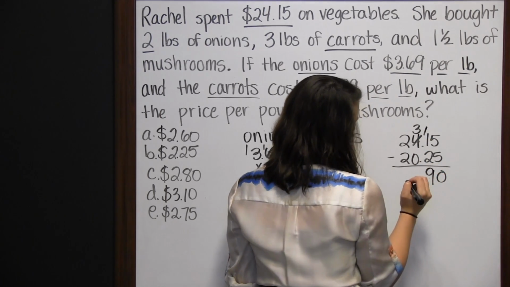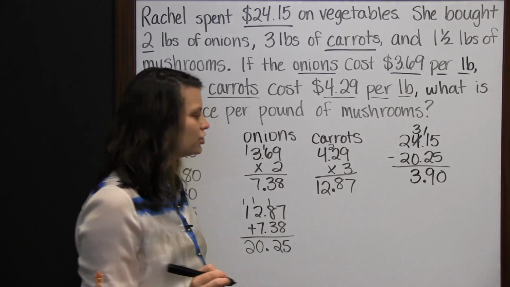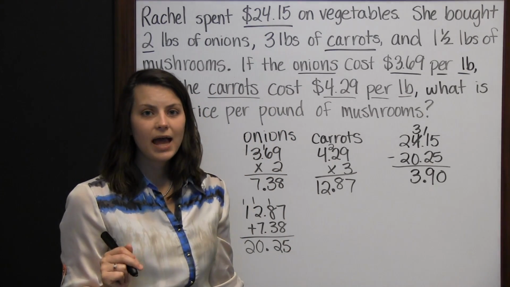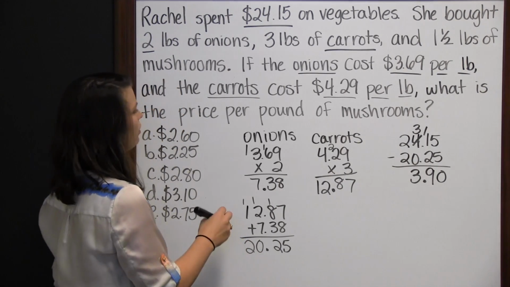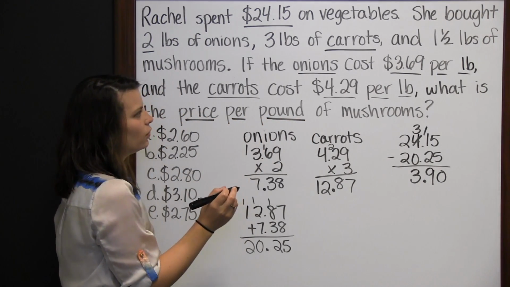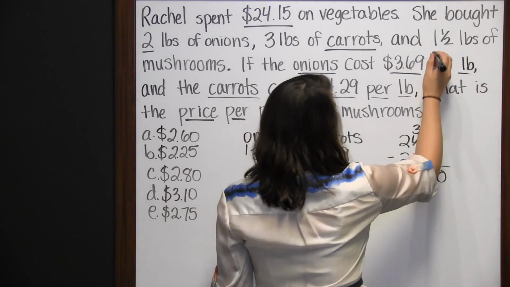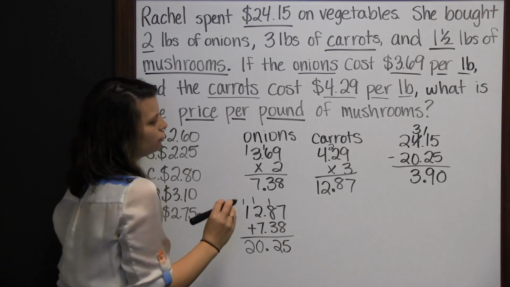Bring that decimal down. 3 minus 0 is 3. So she had $3.90 to spend on mushrooms. But what we need to know is what the price per pound was, which we can find using this information. She bought 1.5 pounds of mushrooms.